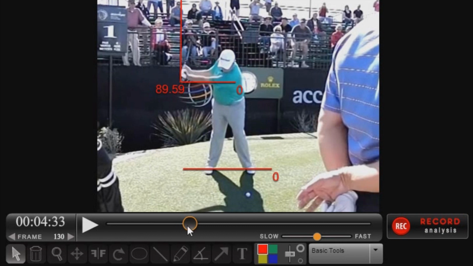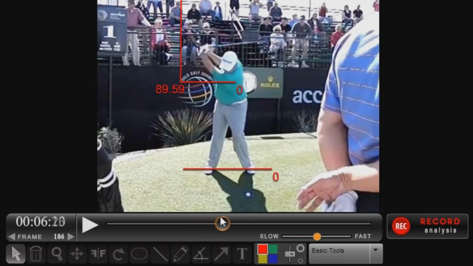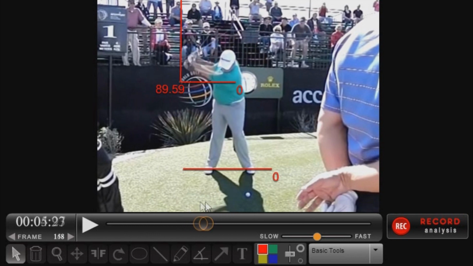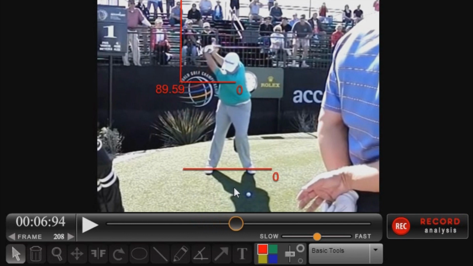So you're going to see this move now as he starts to finish his golf swing. You're going to see his wrists continue to set just a little bit more. He's going to get them almost fully maxed out here, but you can see his weight is starting to shift over to his lead side here. You can see the weight starting to shift over to the lead side.